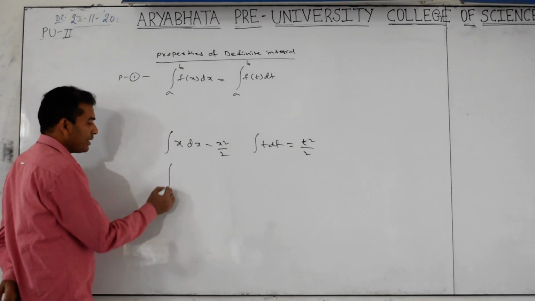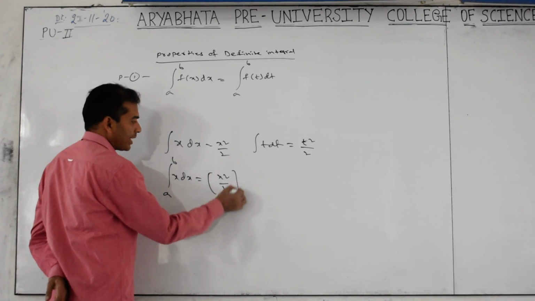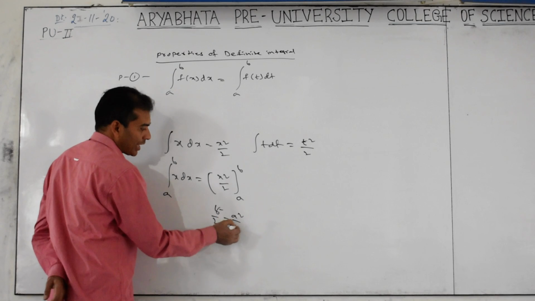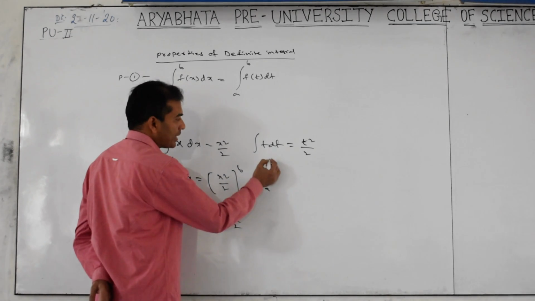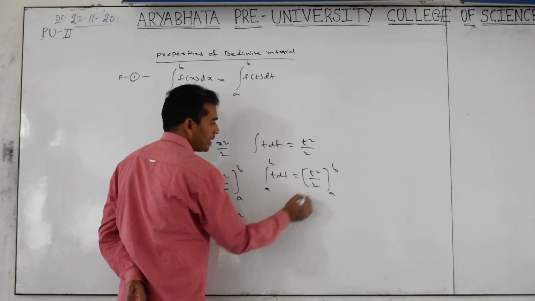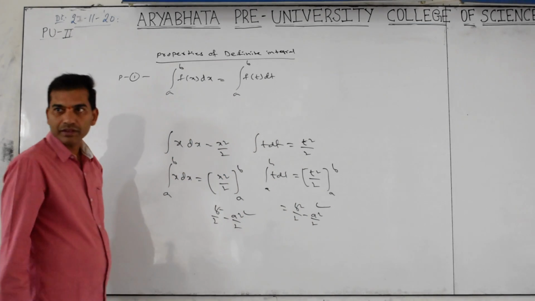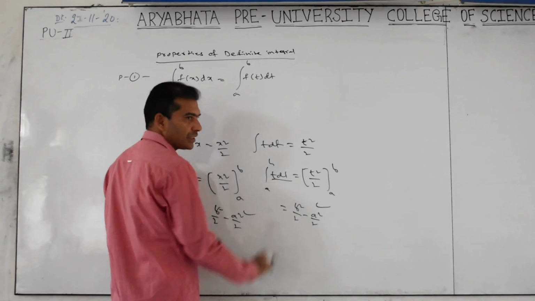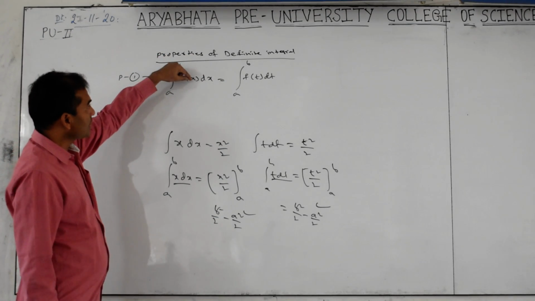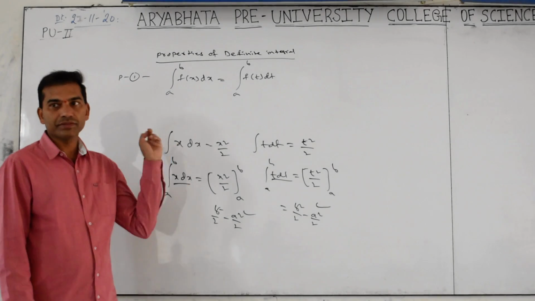But when you apply limits a to b to x dx, the integration is x square by 2. Applying the upper limit b, we get b square by 2 minus a square by 2. Here if you apply a to b to t dt, the same thing: t square by 2, with limits a to b, we get b square by 2 minus a square by 2. Both are same or not? So both are same. That means if you interchange the variable, there is no change in the value.